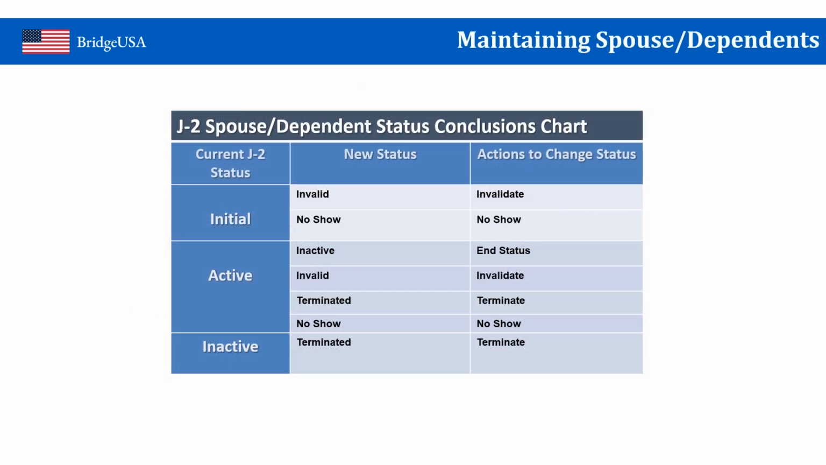This chart summarizes the actions available to conclude the J2's status independently from the J1. For example, if the current status of the J2 is active, but you learn that the spouse or dependent never arrived in the United States as a J2 and is not going to, you need to conclude the J2's status by changing it to invalid. You can do that by using the Invalidate action.